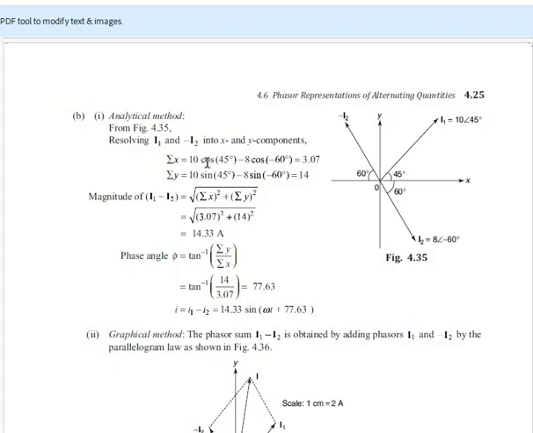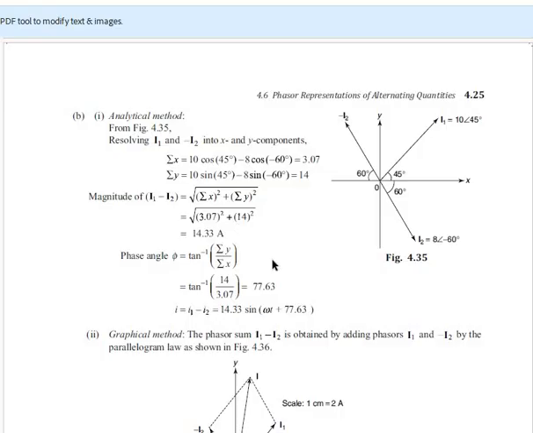So summation of x is equal to 10 cos 45 minus 8 cos of minus 60, that is 3.07. Then summation of y is equal to 10 sin 45 minus 8 sin of minus 60, which is equal to 14. So the magnitude of I1 minus I2 is equal to the square root of summation of x squared plus summation of y squared, that is the square root of 3.07 whole squared plus 14 squared, which is equal to 14.33 ampere.